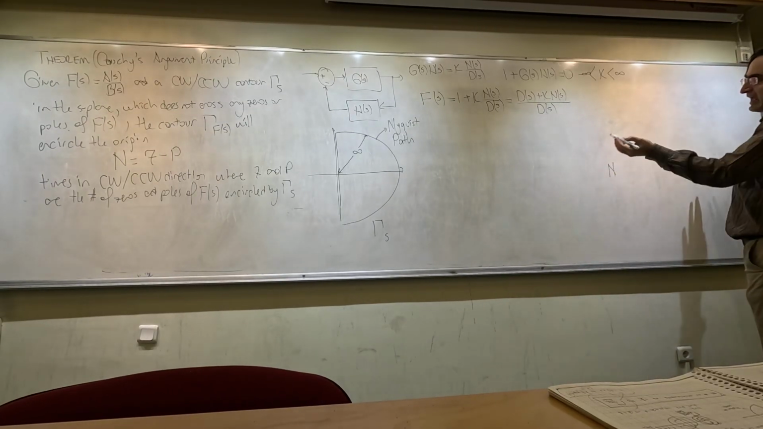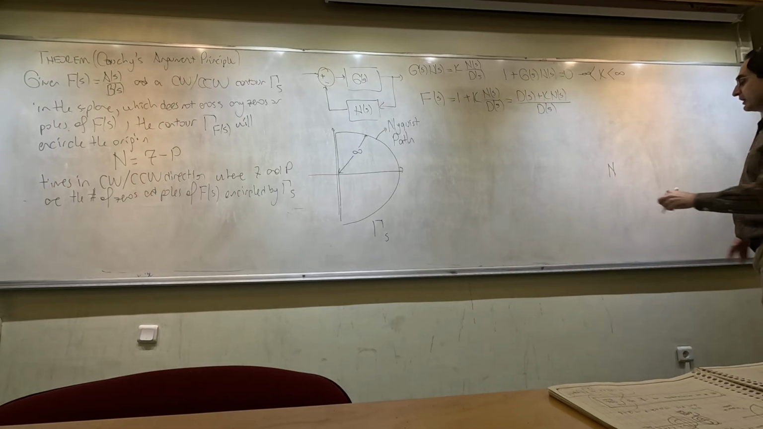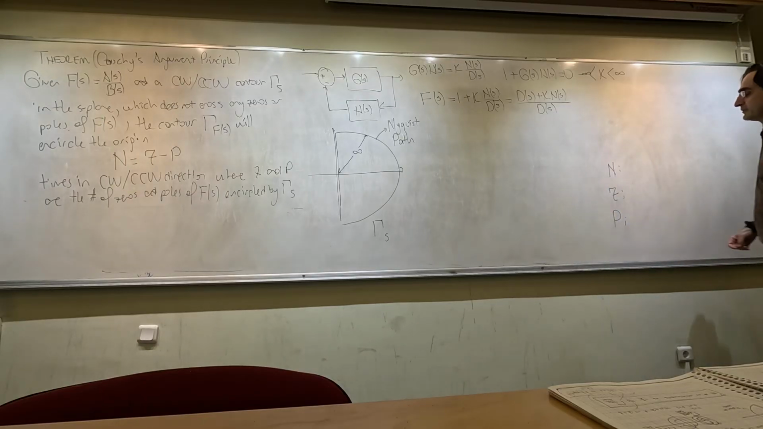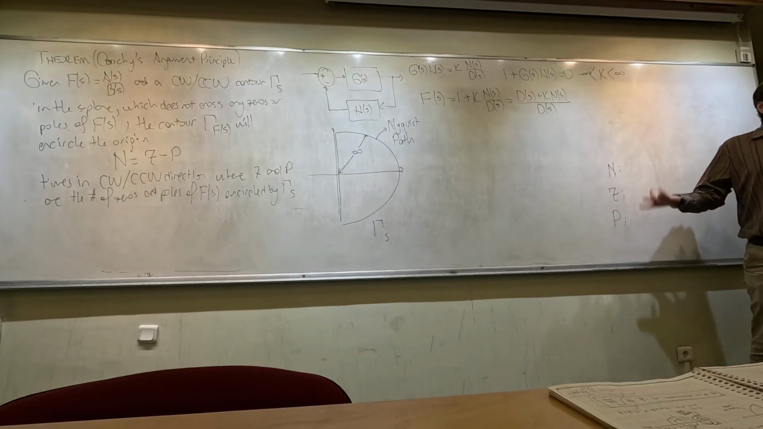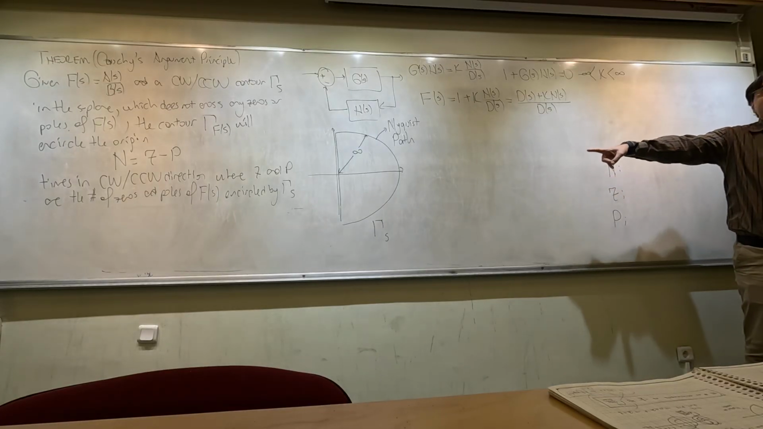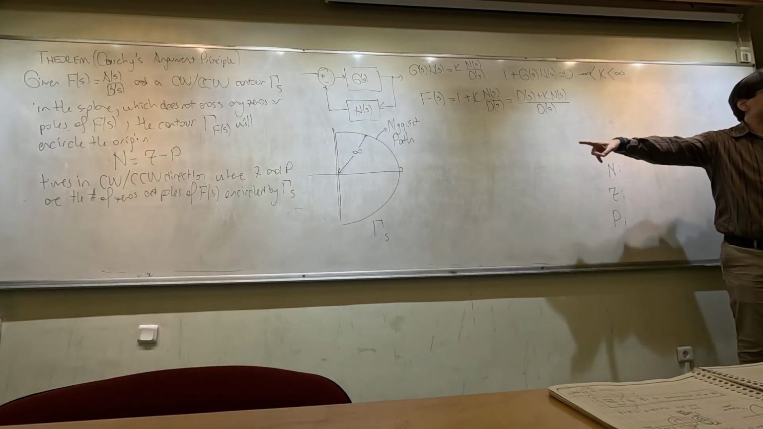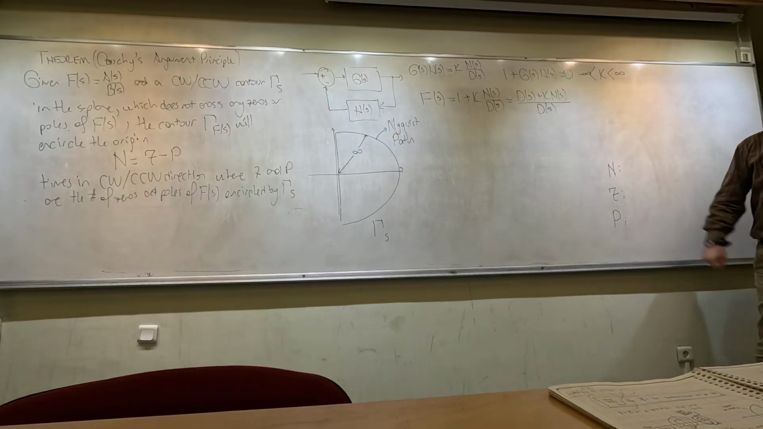So here, I will again define what my N, Z, and P are. I will define what N is after drawing the transformed contour. That is going to be N. I will define what Z is, and I will define what P is. Remember that Z is the number of zeros of f of s encircled by the original contour.